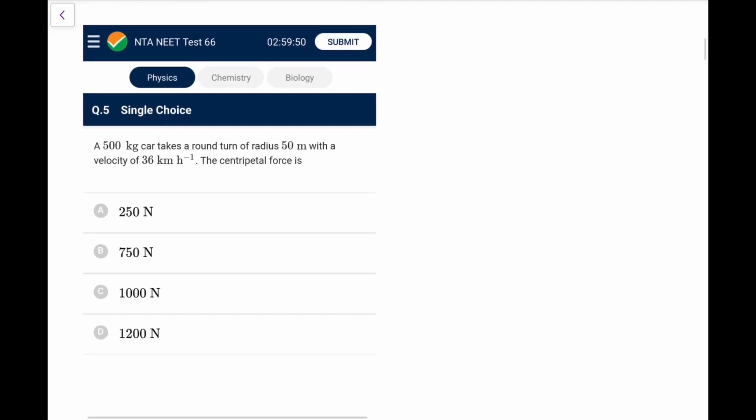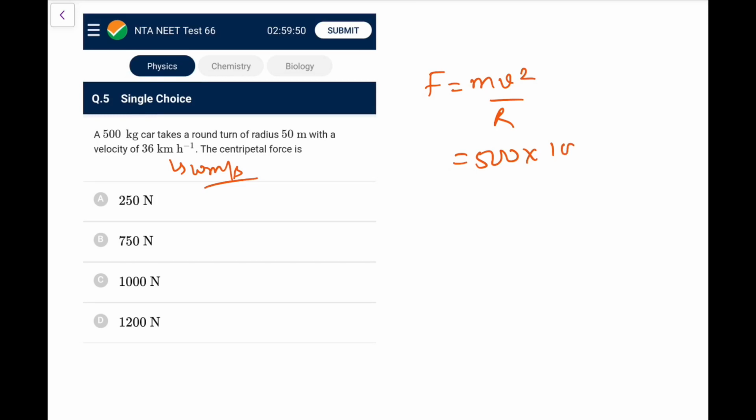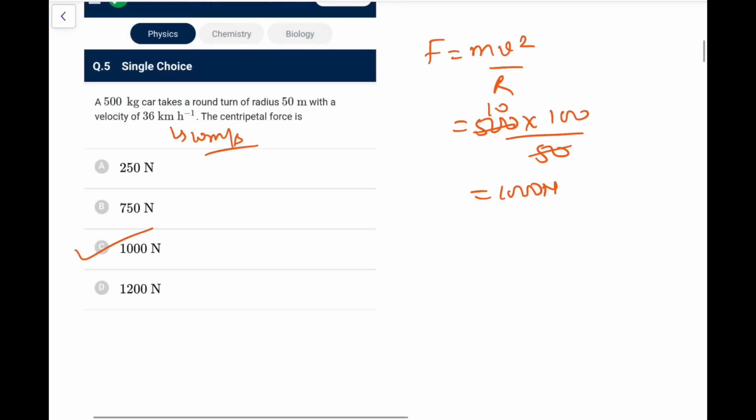Next. A 500 kg car takes a round turn of radius 50 meter with a velocity of 36 kmph. The centripetal force. So you know what is the centripetal force, that is equal to mv square by r. Mass is 500 kg, v square, 36 km/h is 10 meter per second if you convert it. So that is 100 upon 50, so that is 2, that comes out as 1000 newton. So 1000 we will take.